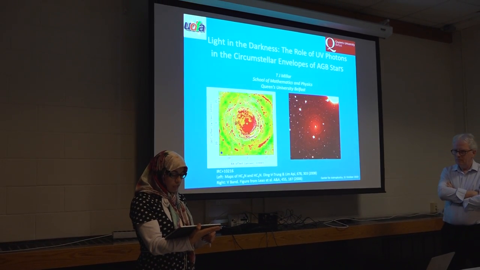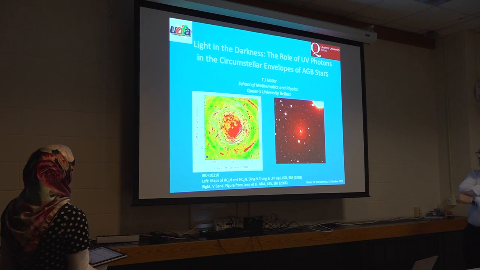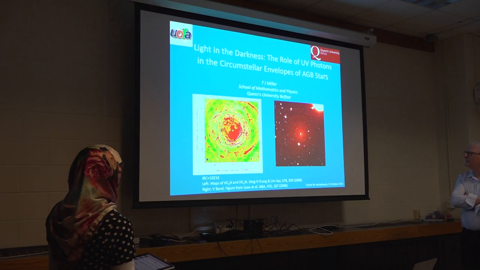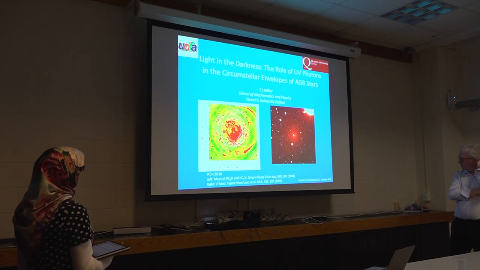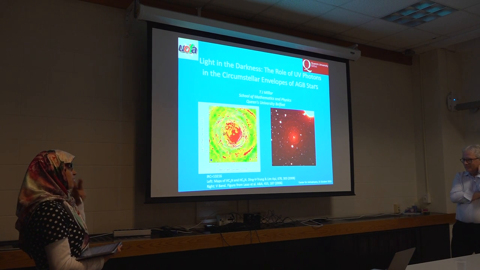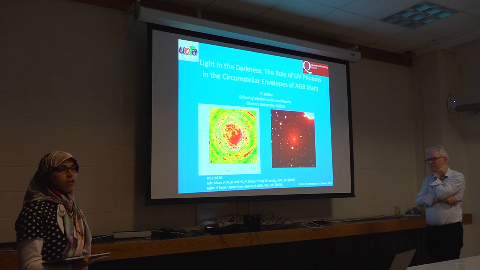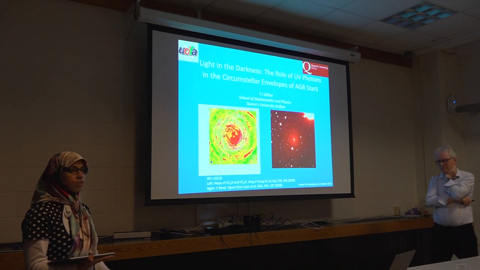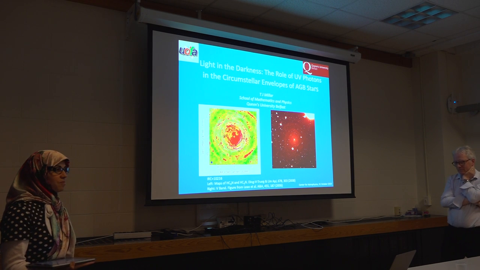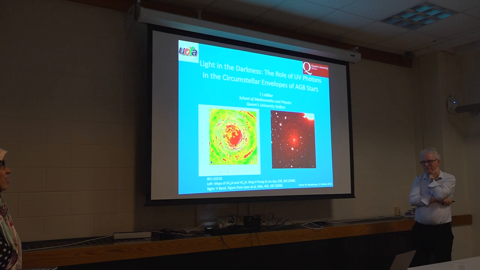Today he's going to talk about the beautiful topic of light in the darkness and the role of UV photons in the circumstellar envelopes of AGB stars. The good news is that Tom will be here until the end of November. So if you have any questions or would like to discuss with him in more detail, please come to his office, he's at 225. That's all I wanted to say. We're looking forward to your talk today.